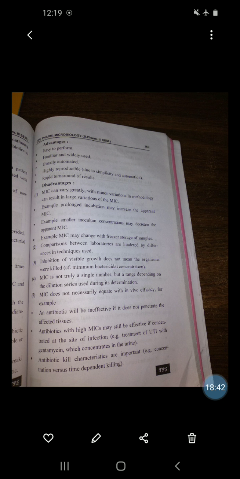Then antibiotic kill characteristics are important, for example, concentration versus time dependent killing. Then critically ill patients may have altered pharmacodynamics as well as pharmacokinetics. Then breakpoints are often subjective and may not correlate with clinical outcomes.